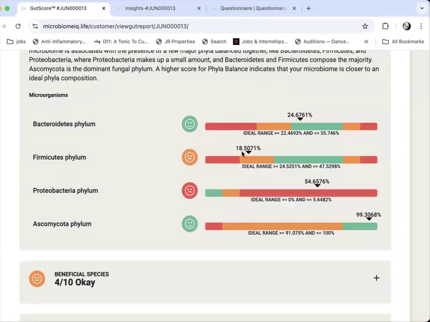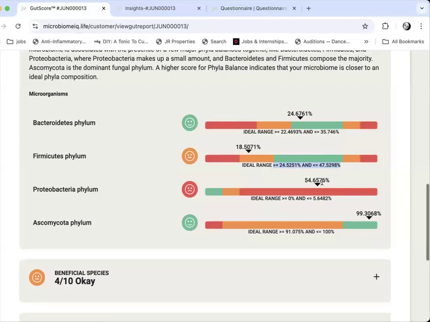Firmicutes, however, is only taking up about 18.5% of those parking spaces, which, as you can see, because the arrow is pointing in the orange section of the bar, is lower than the ideal, which here we have listed to be between 24.5 and 47.5% of those parking spaces is what we consider to be ideal.